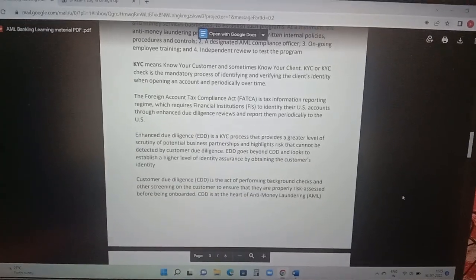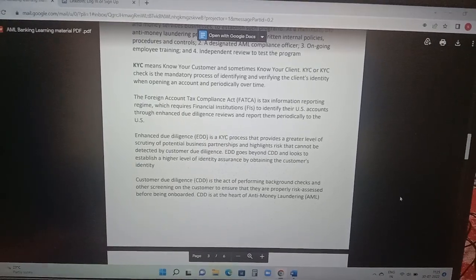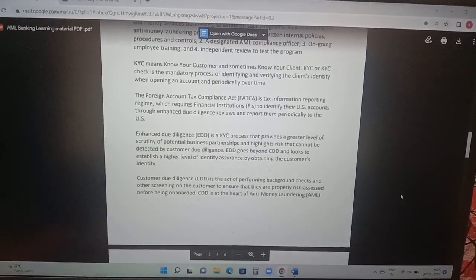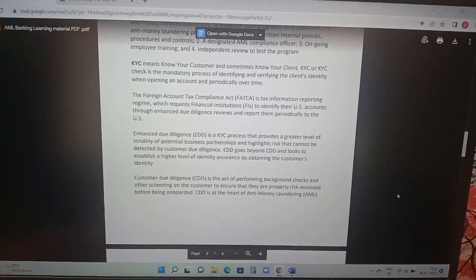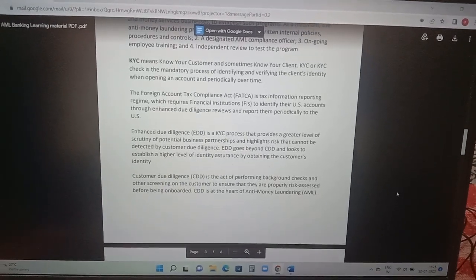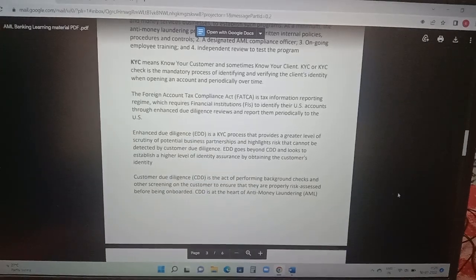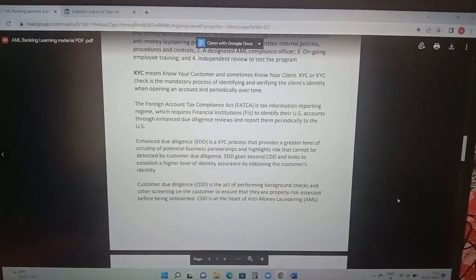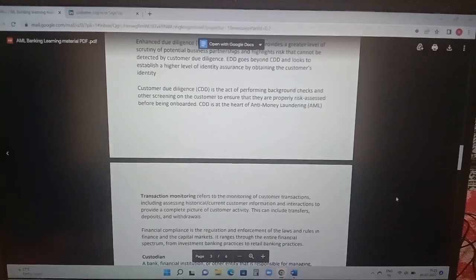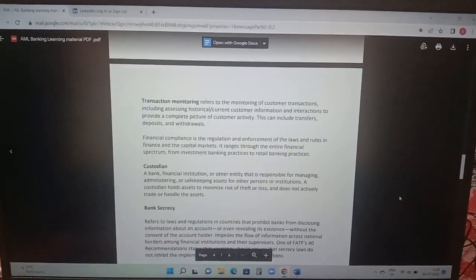We have CDD also, and one more topic which comes under this is CDD, customer due diligence. It is the act of performing background checks and other screening on the customer to ensure that they are properly risk assessed before being onboarded. So it is a part of, or it is the major part of AML.